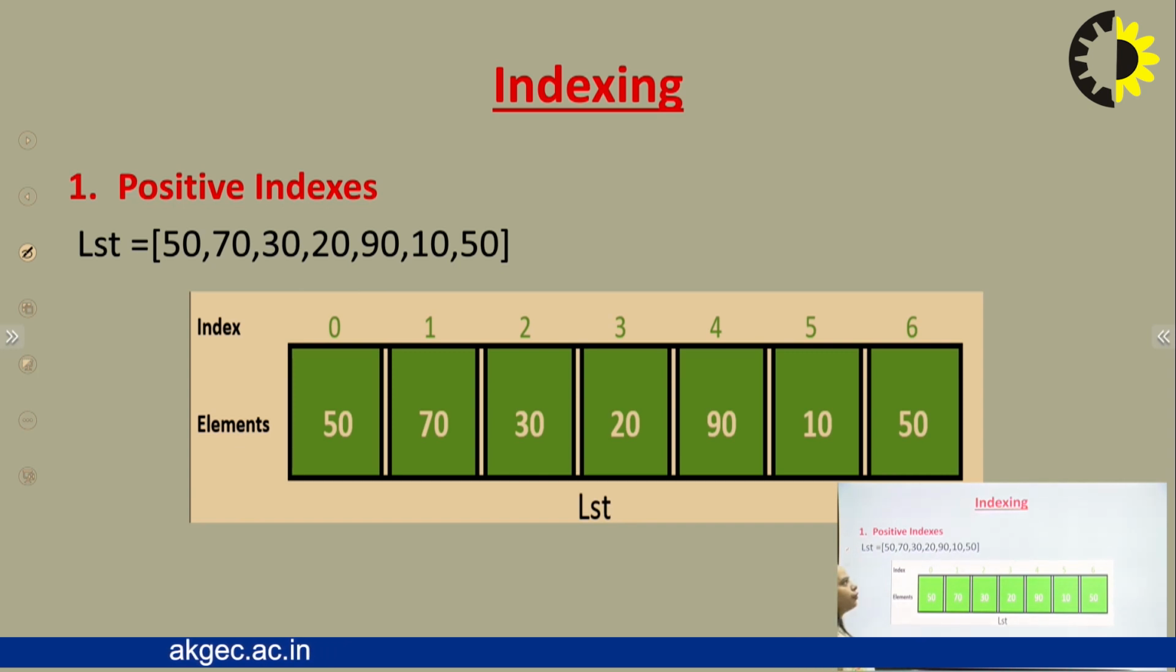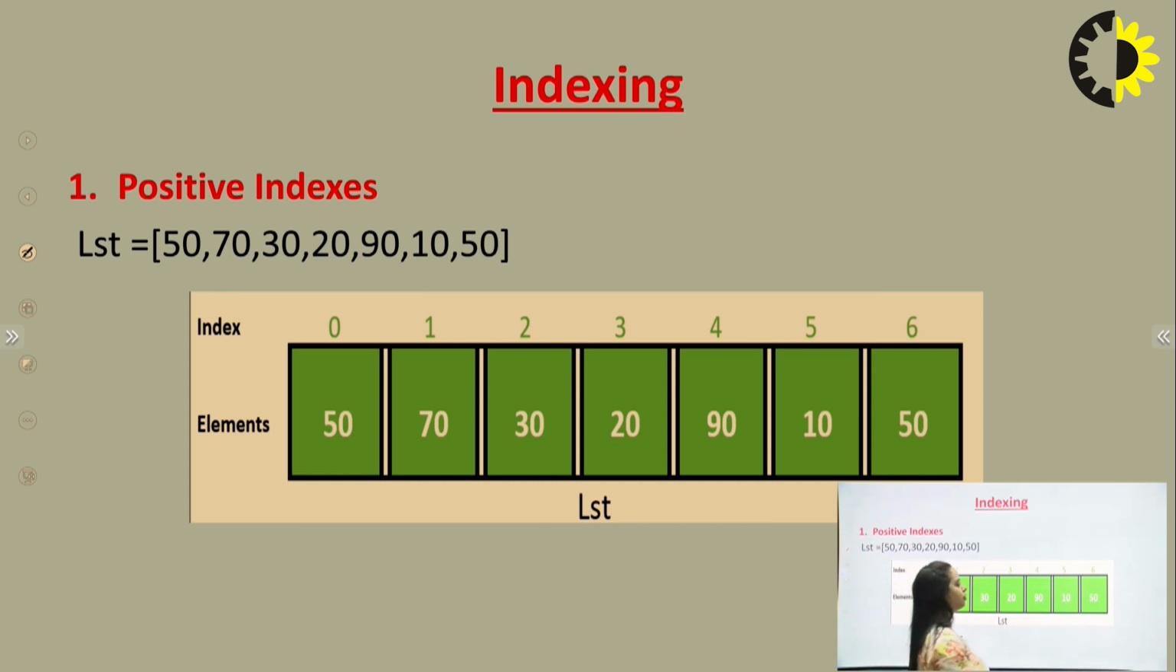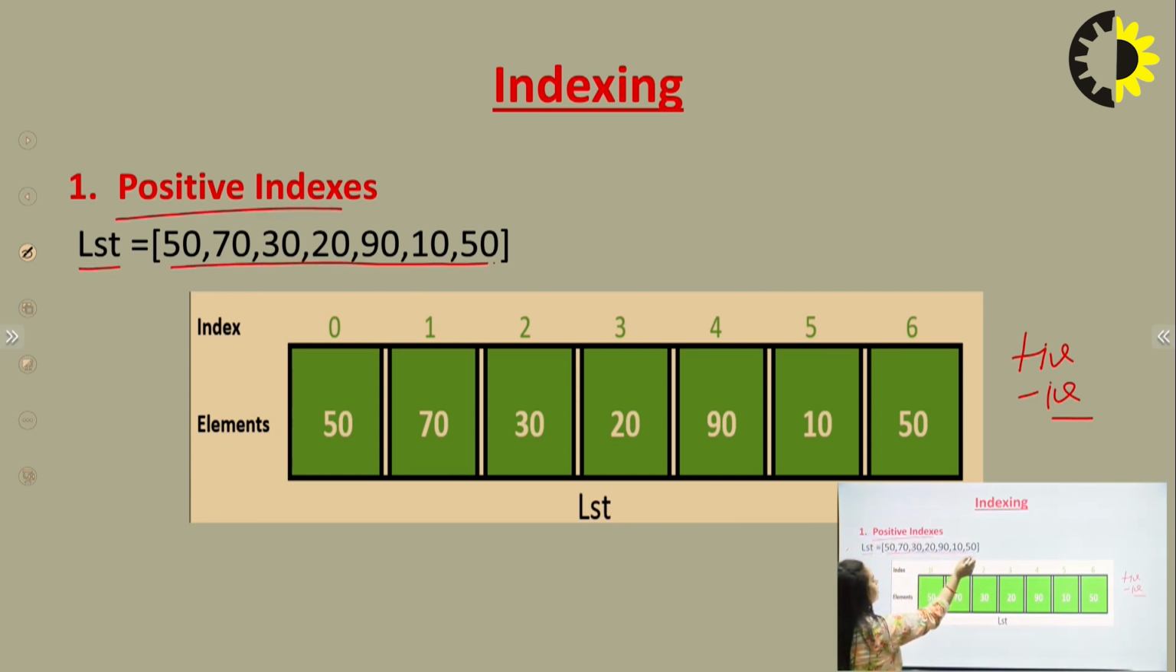The next term is indexing. Indexing simply means the position of the values in our list. We have 2 types of indexing: first is positive indexing, second is negative indexing. First we will read positive indexing. Suppose we have these values in our list: 50, 70, 30, 20, 90, 10 and 50. In positive indexing, from the very leftmost element we index 0, next 1, next 2, 3 and so on. This is our positive indexing.